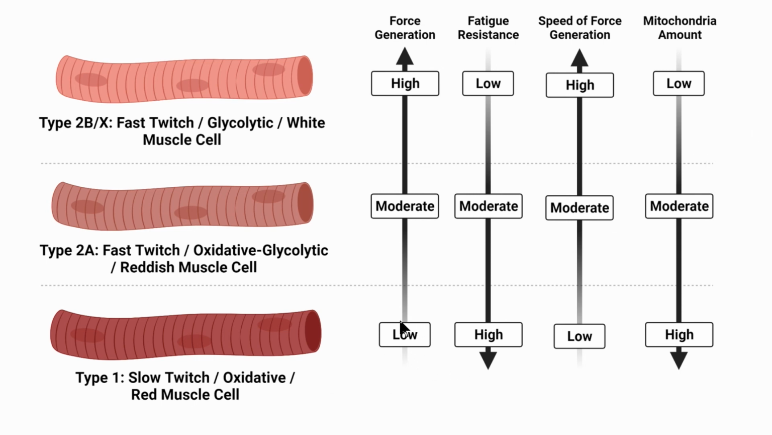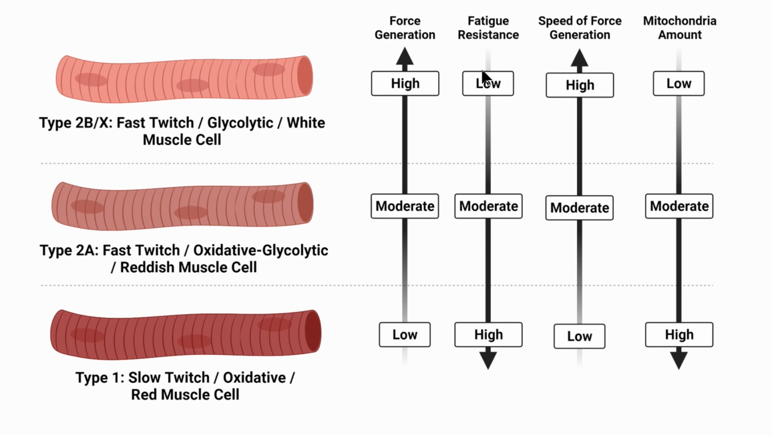So the type 1 being low in force generation, so that's their weakness, if you want to call it that, and they're very low or very slow in their speed at which they can produce that force. So they produce little force, and it takes them longer to reach that force. But on the other hand, they are highly fatigue resistant. So you can use them continuously for hours and hours and hours, and they won't get tired. And because of that, they need high amounts of mitochondria. So that's exactly what they have.